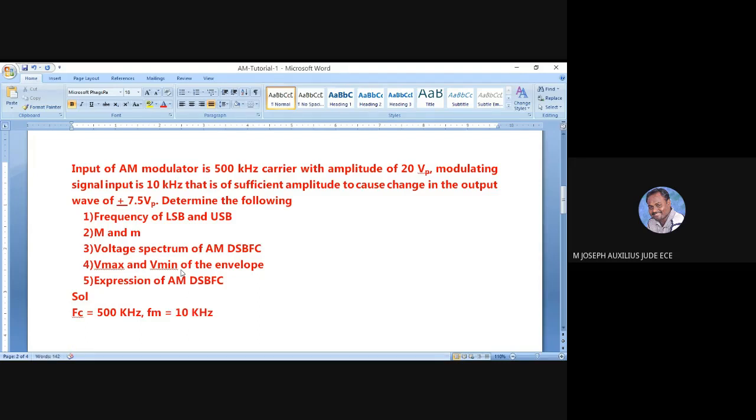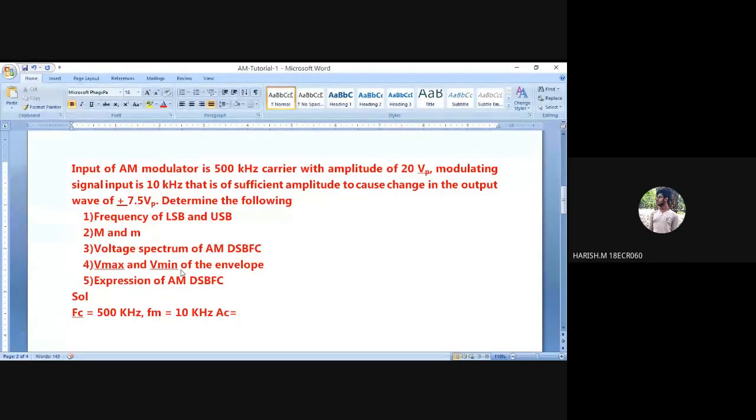Okay. Then I think for the first case this too is necessary: fc, fm. Then you have the amplitude of the carrier, so it is Ac.